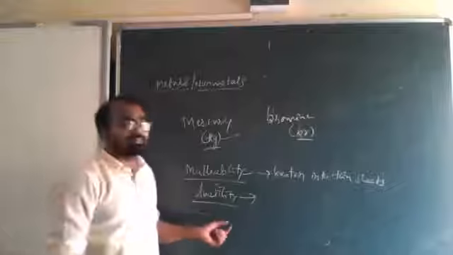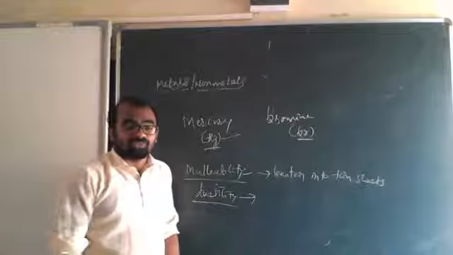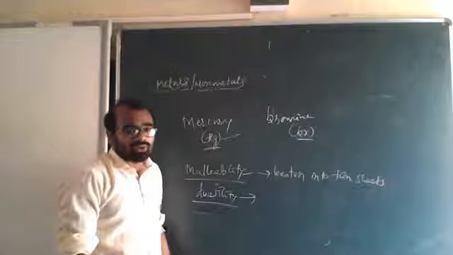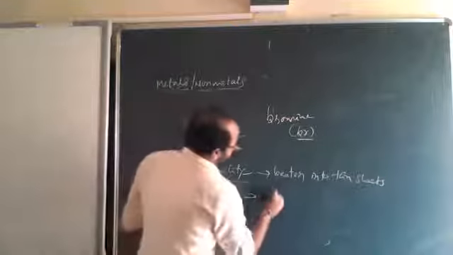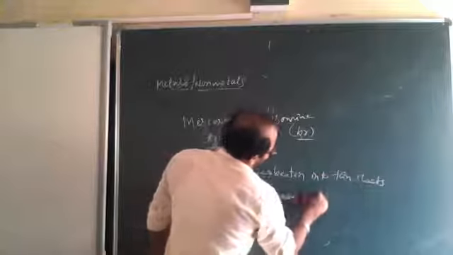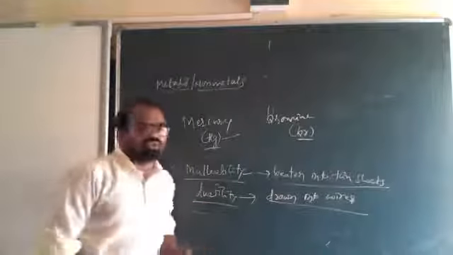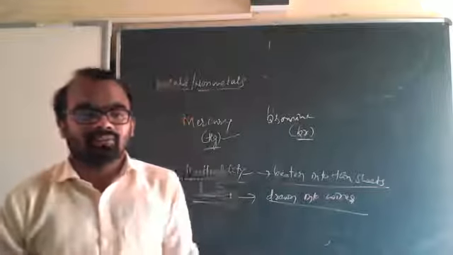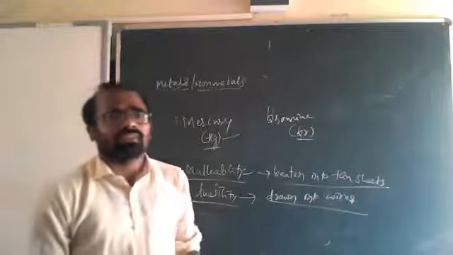Ductility is the property of metals by which they can be drawn into wires. If they can be drawn into wires, that is ductile. If they can be beaten into thin sheets, those are malleable. These are the two important definitions you should remember: malleable as well as ductile. So metals are malleable as well as ductile, but non-metals are neither malleable nor ductile.